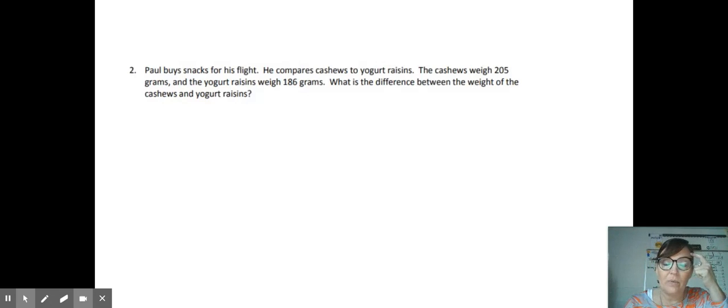Think, think, think. We know that the word difference is telling us whether to add, subtract, multiply, or divide. The numbers that are important that you're using are 205 grams of cashews and 186 grams of yogurt raisins. What is the difference?